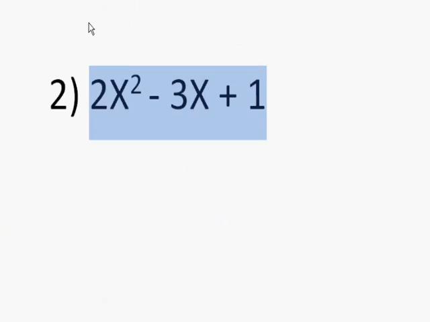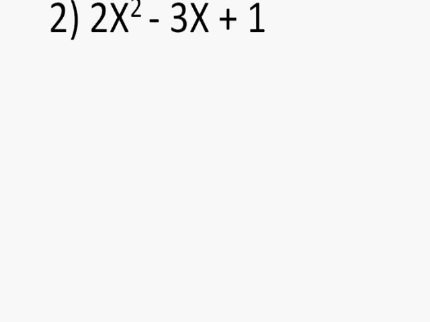Problem number 2, 2x squared minus 3x plus 1. So first we'll draw something like an x, and then we'll take this x squared and write one x here, the other x over here, and then 2 could be written as 1 times 2.